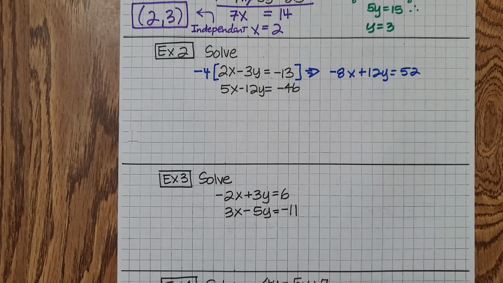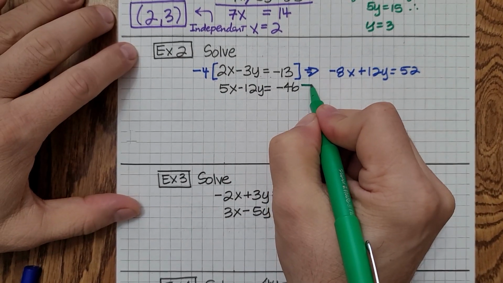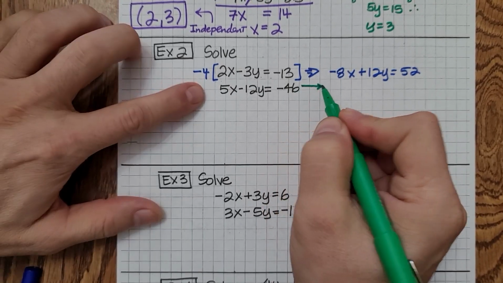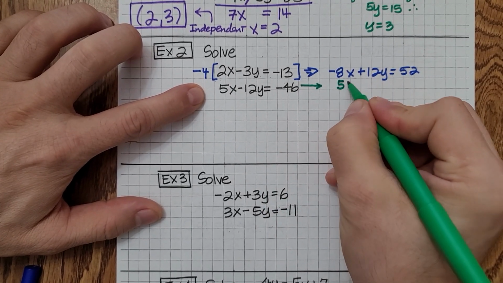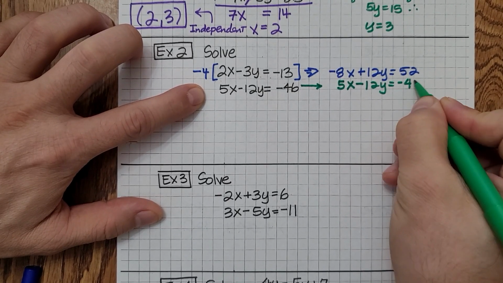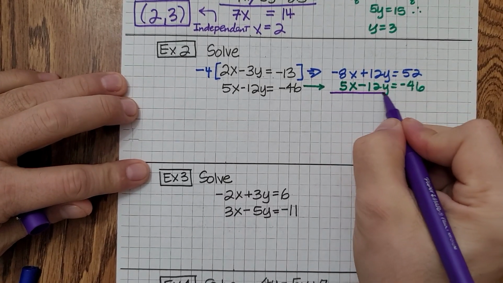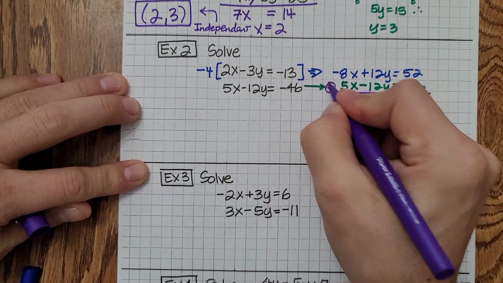Now, I'm just going to bring this guy straight over. The second equation, I do like a single line. I'm just bringing them straight over. 5x minus 12y equals -46. And then I get in the habit of drawing a line underneath them, and let's add these up.